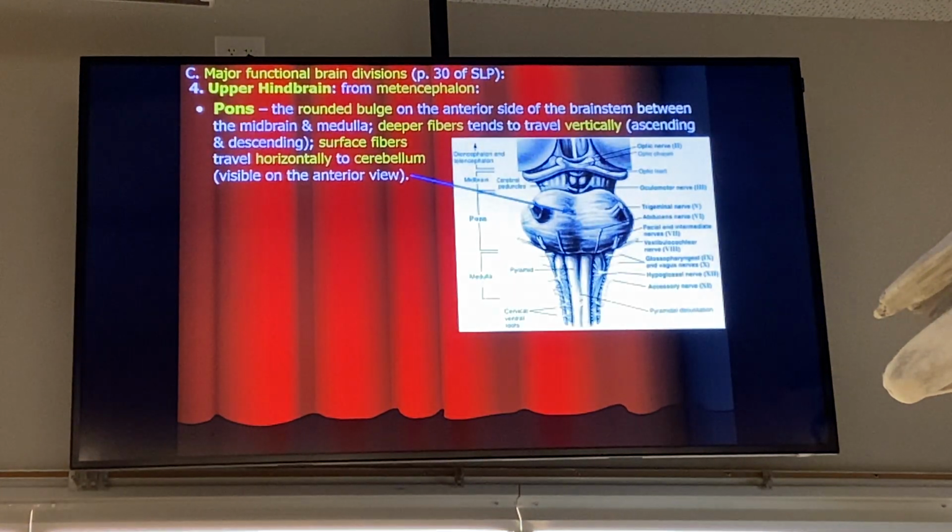So we have the pons. This is on the anterior side of the metencephalon. The posterior fibers are continuations of these axons that will go through the cerebral peduncles. So where it says deeper fibers travel vertically, ascending and descending, those are the deeper fibers.